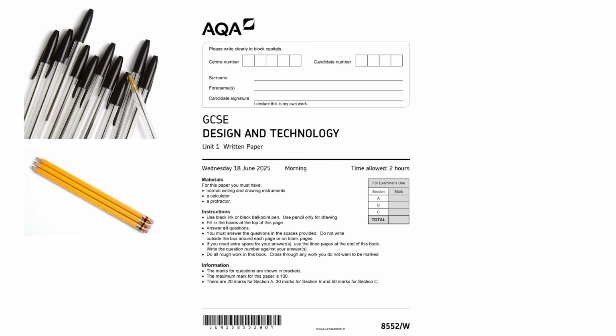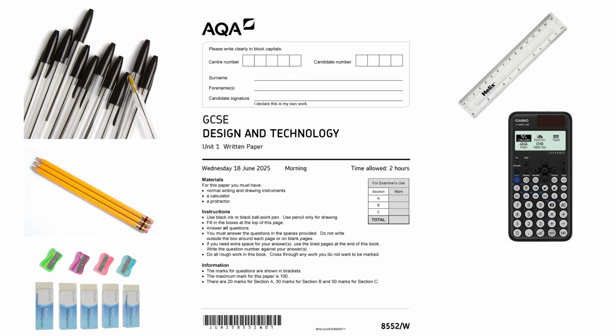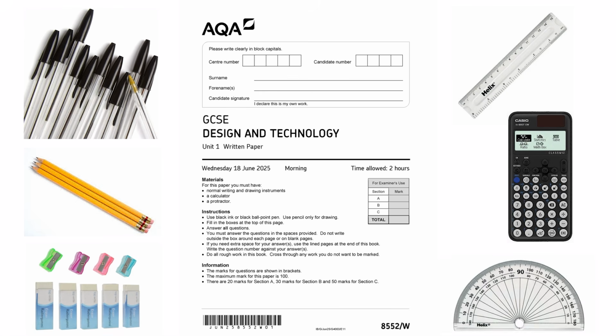For this paper, you must have normal writing and drawing instruments. I would recommend you take a pencil or two. Make sure you have a sharpener, an eraser, a ruler. Don't forget your calculator because there will be a maths element in the paper. And you also need a protractor as well.